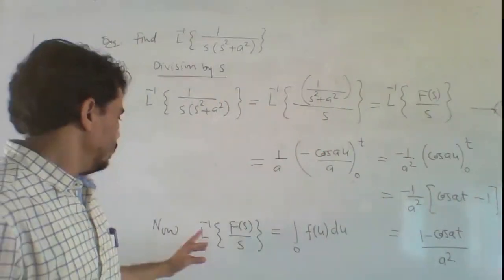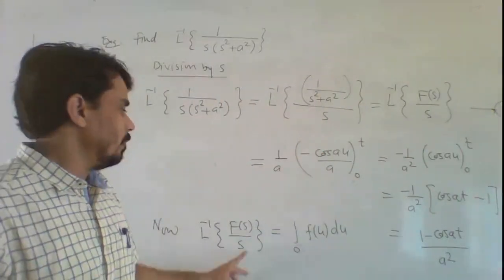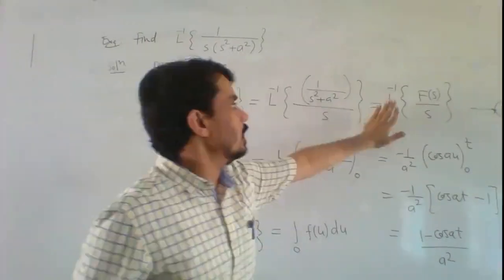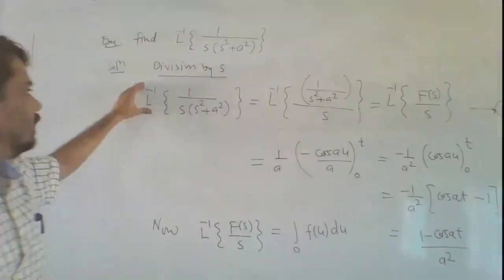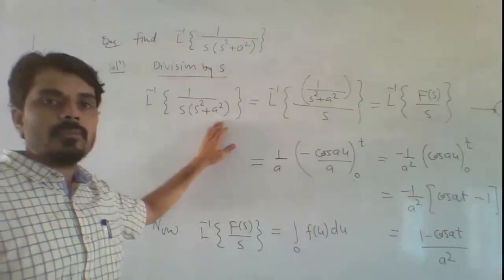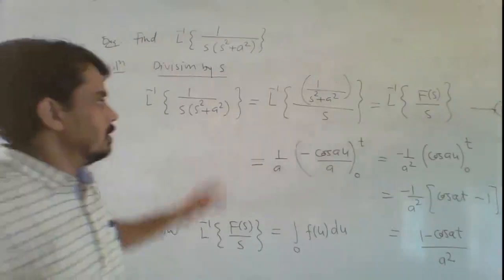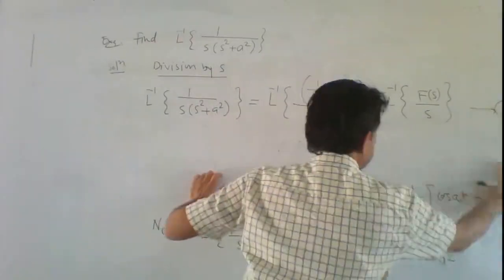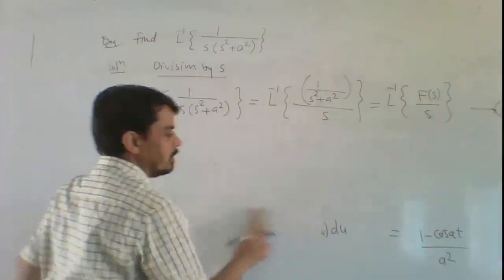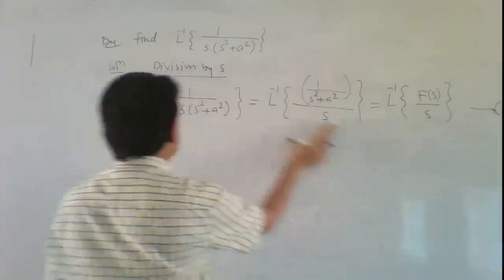So this is the inverse Laplace transform of f of s by s. Substitute this value in equation 1. So we obtain the inverse Laplace transform of 1 upon s into s square plus a square. This is the inverse Laplace transform of the given function by using the division by s property.